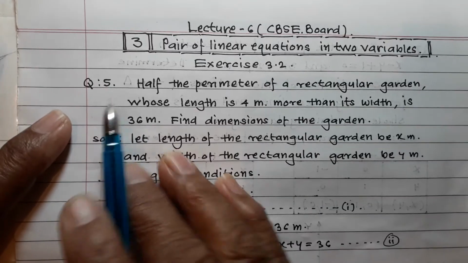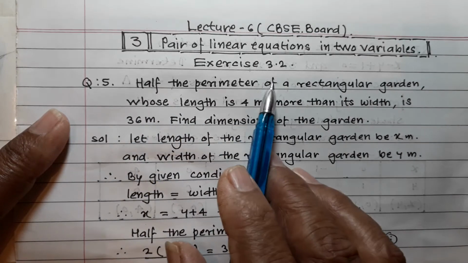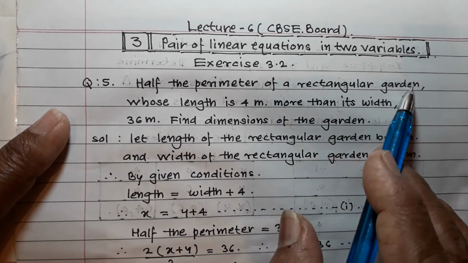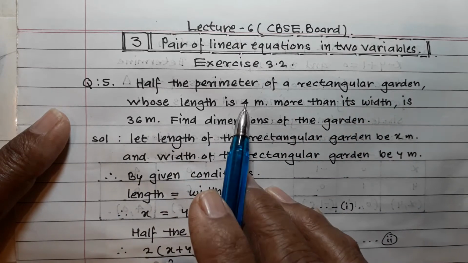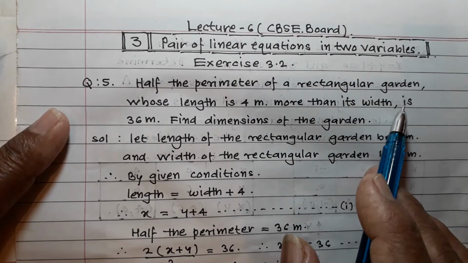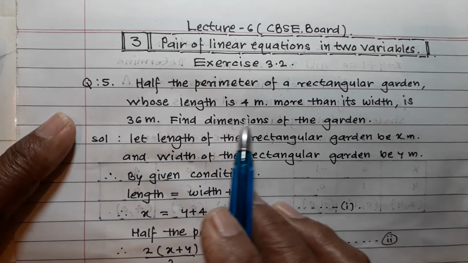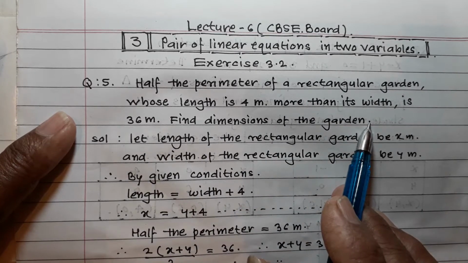Now read the question properly, thoroughly. Half the perimeter of a rectangular garden whose length is 4 meter more than its width is 36 meter. Find dimensions of the garden.